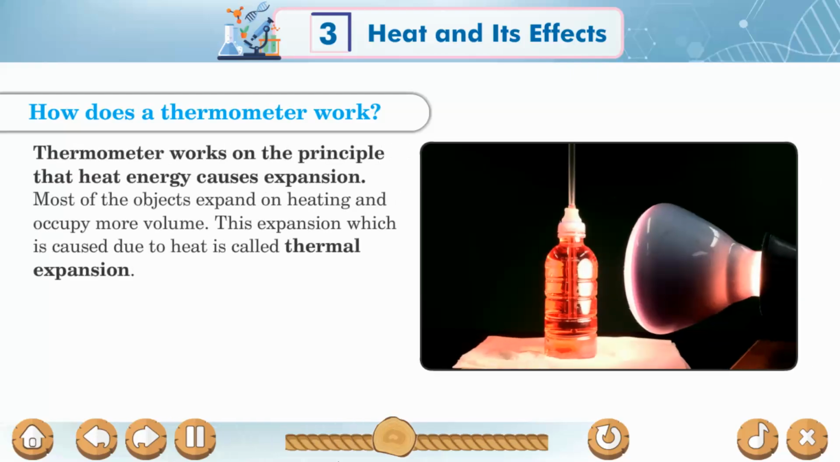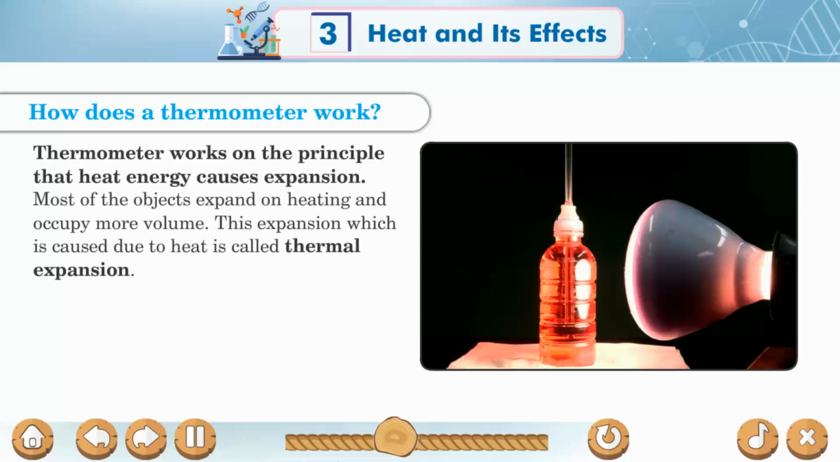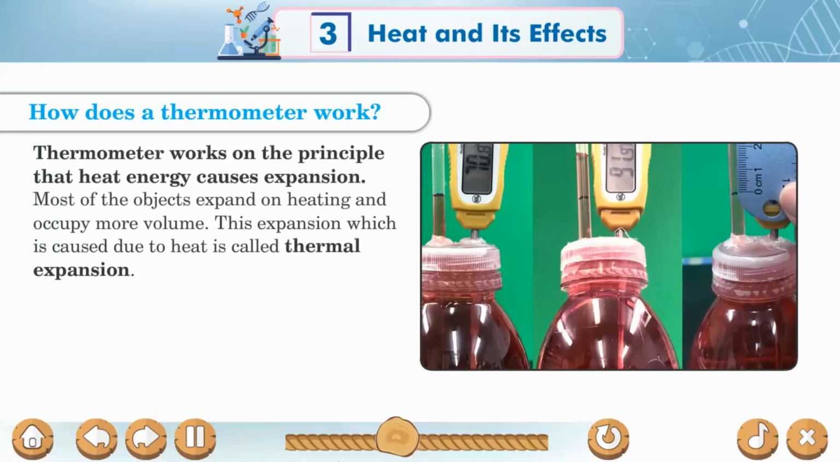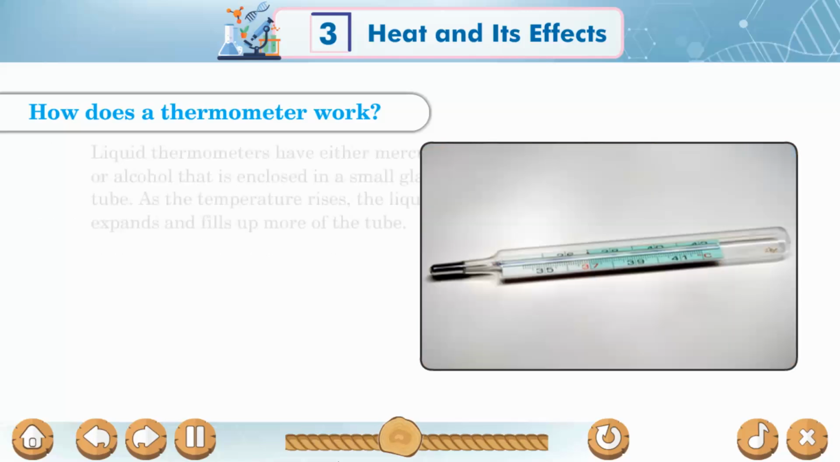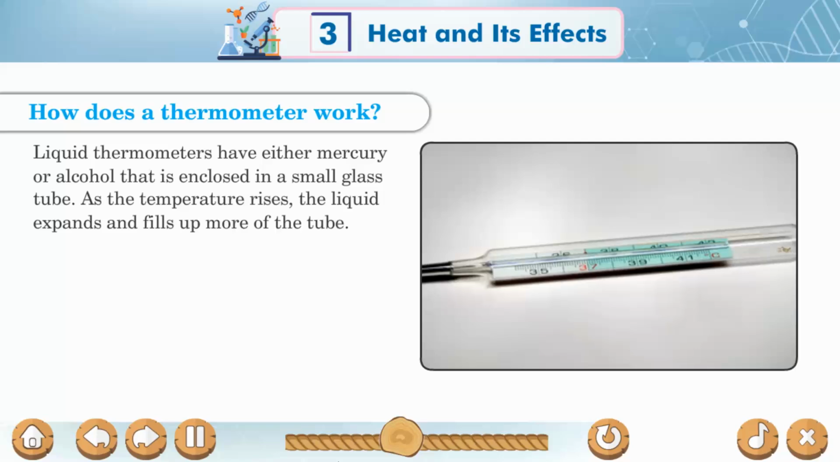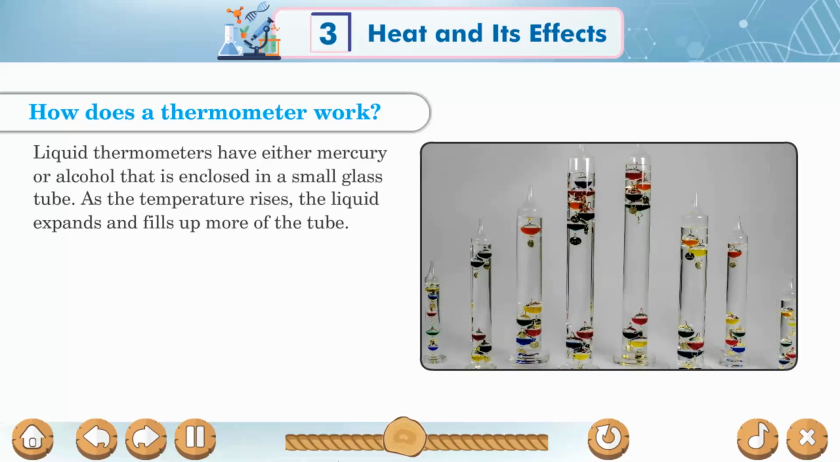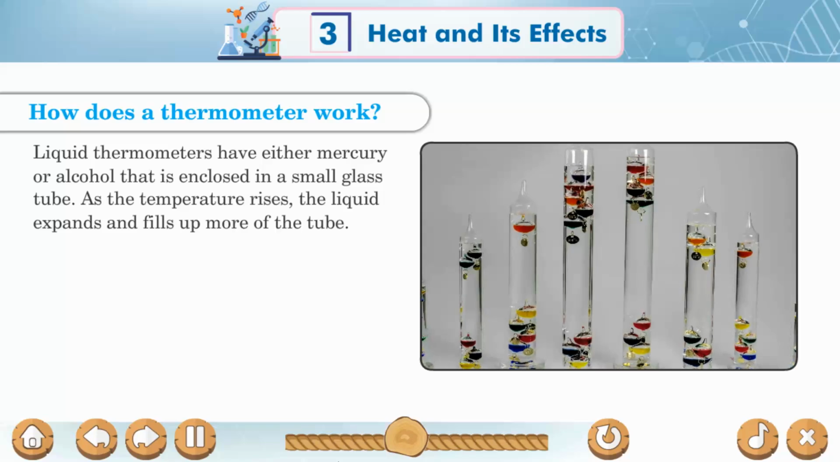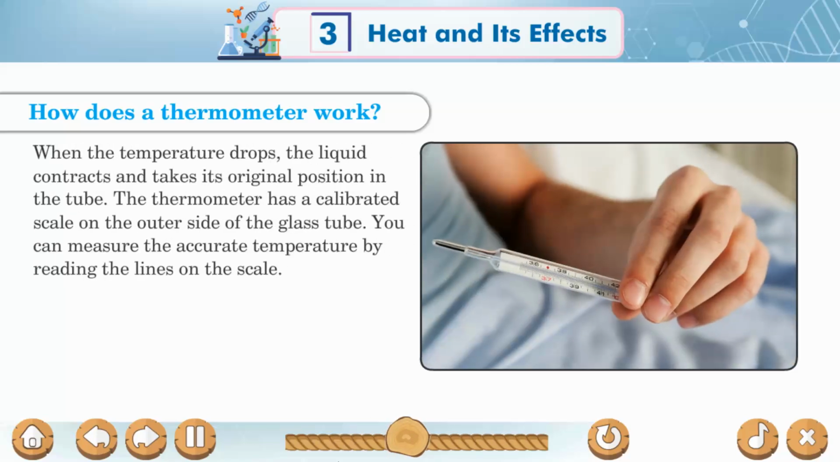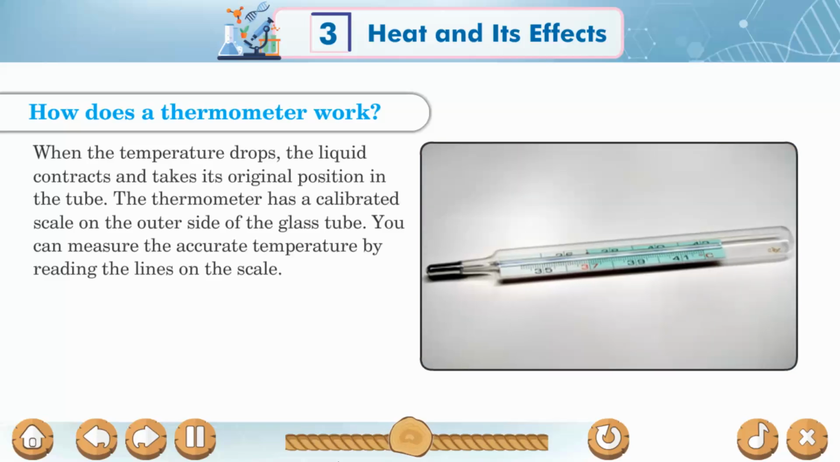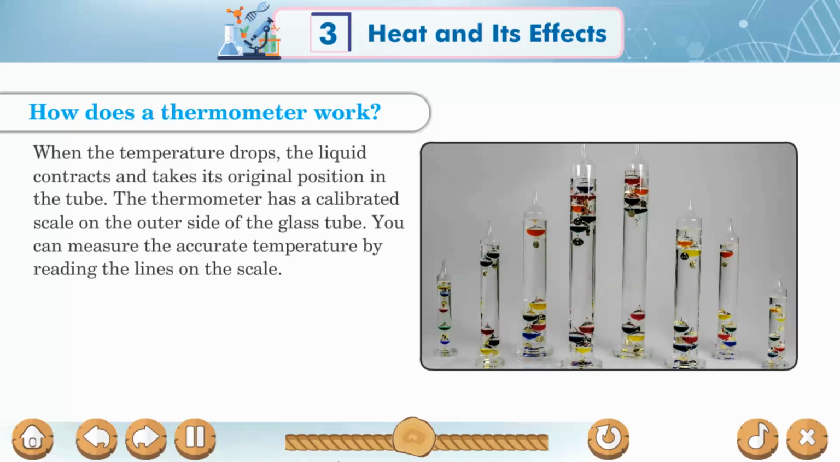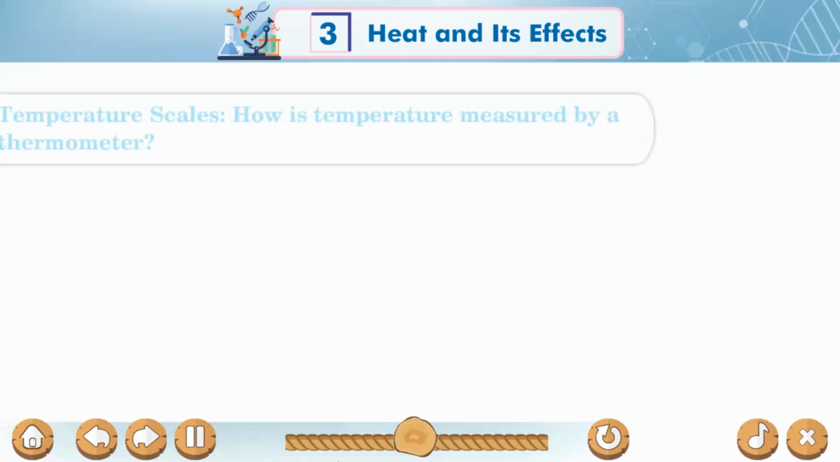How does a thermometer work? Thermometer works on the principle that heat energy causes expansion. Most of the objects expand on heating and occupy more volume. This expansion, which is caused due to heat, is called thermal expansion. Liquid thermometers have either mercury or alcohol that is enclosed in a small glass tube. As the temperature rises, the liquid expands and fills up more of the tube. When the temperature drops, the liquid contracts and takes its original position in the tube. The thermometer has a calibrated scale on the outer side of the glass tube. You can measure the accurate temperature by reading the lines on the scale.